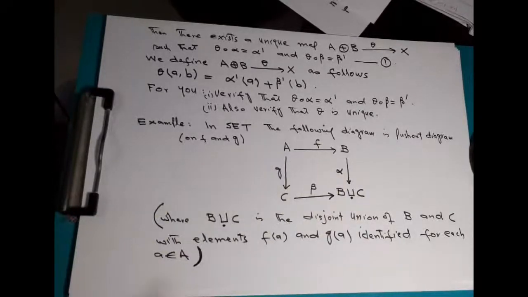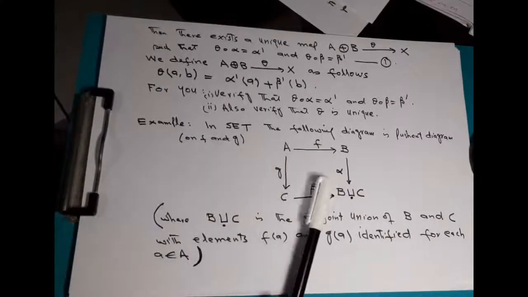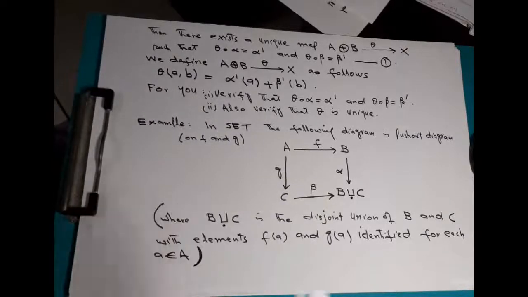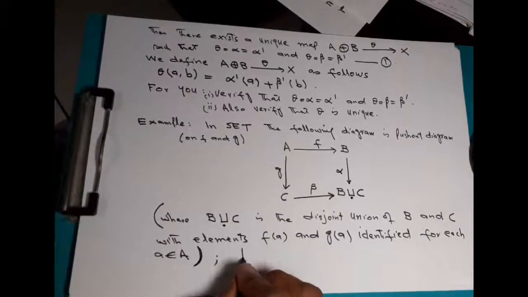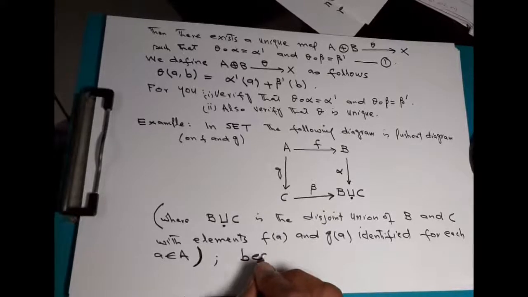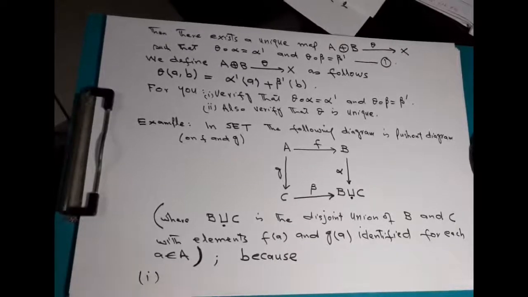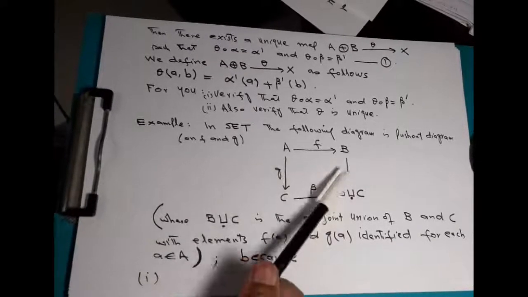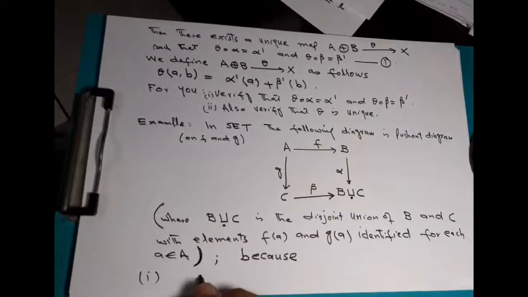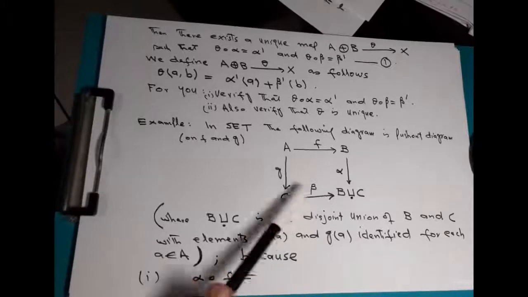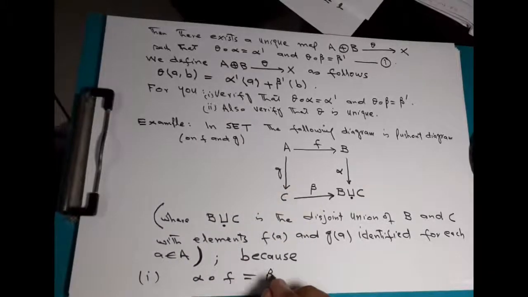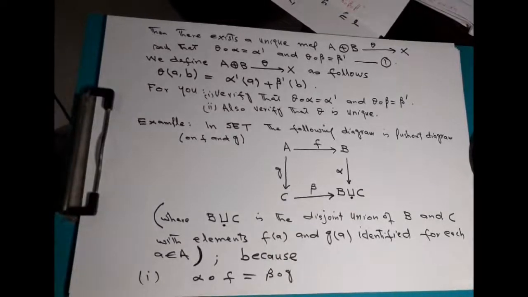Now we have to show that this diagram is a push out diagram, and now we are going to give the reasons. You know that the first part of our reason is alpha composed with f is equal to beta composed with g, and you can very easily see that.